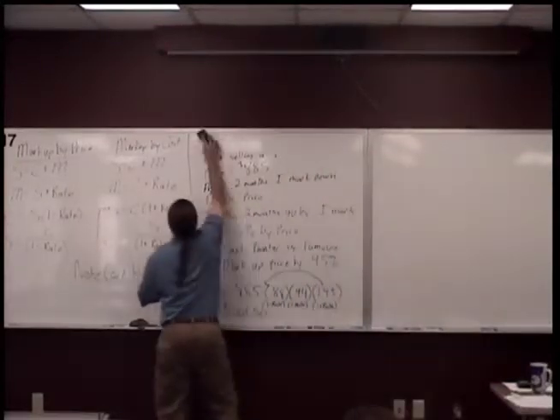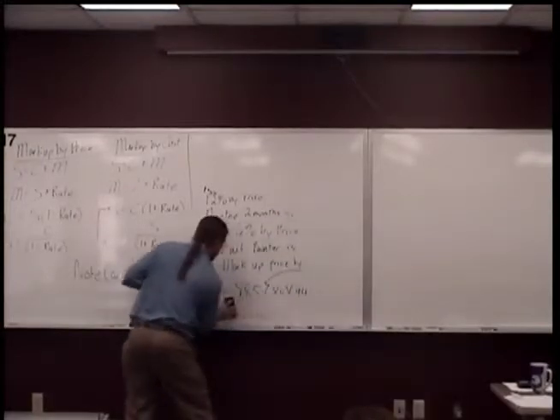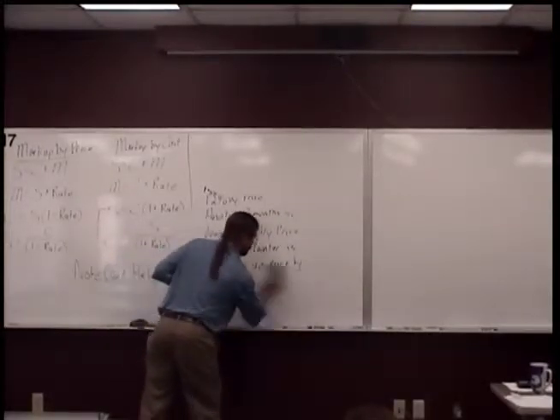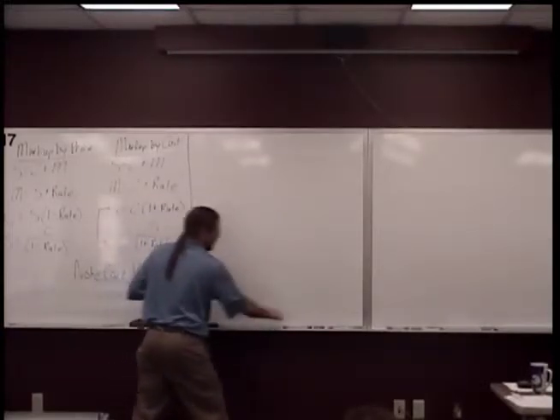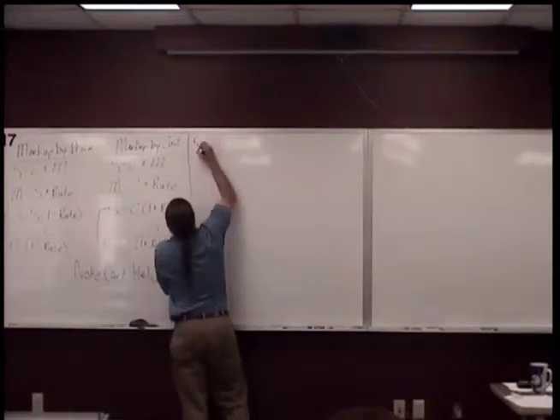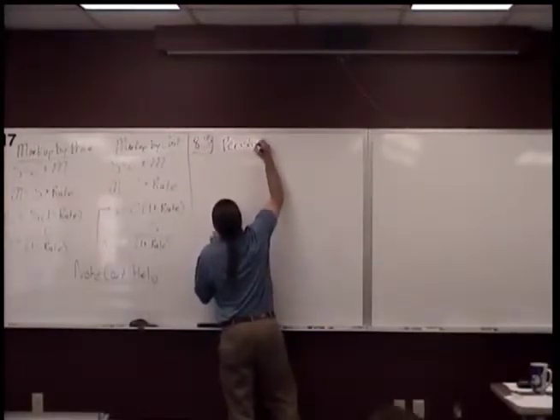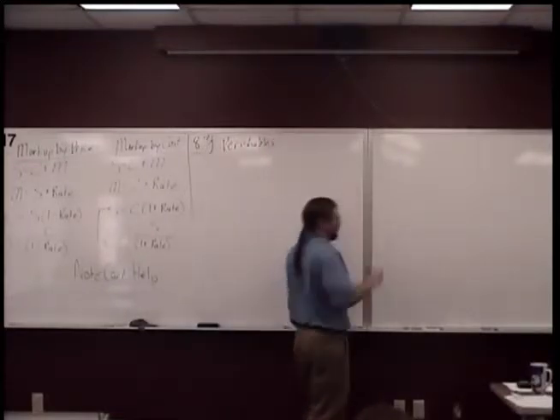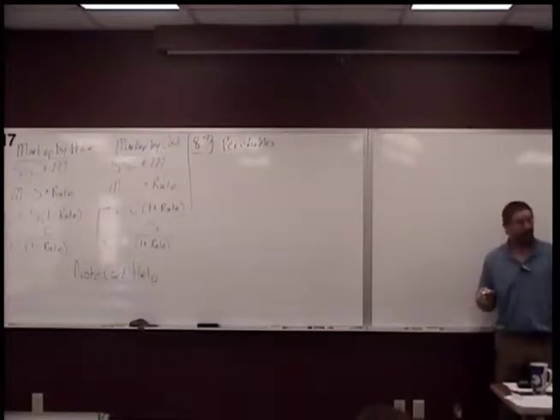Now, that takes us through all of the markup and markdown stuff. So, now we need to start putting this into play. So, section 8.3 in the text talks about perishables and how you deal with those in a business setting.